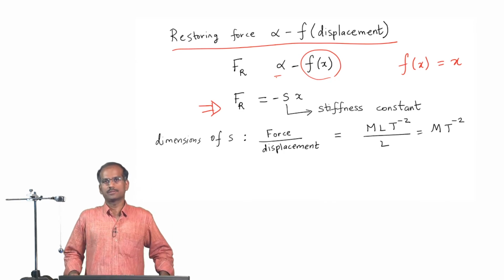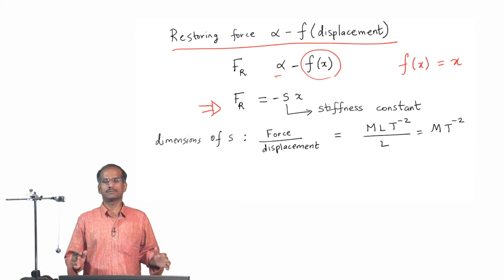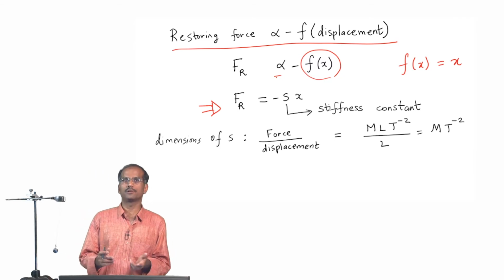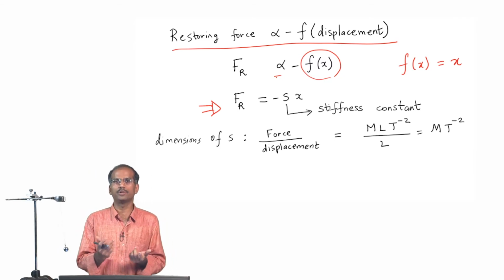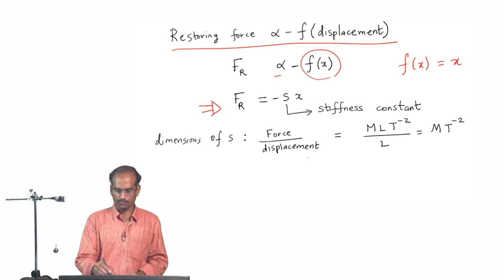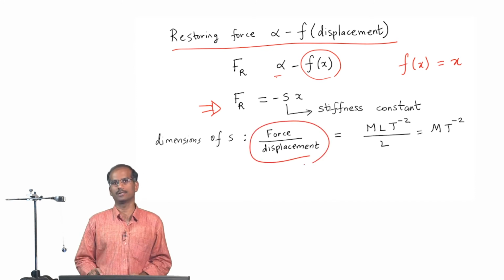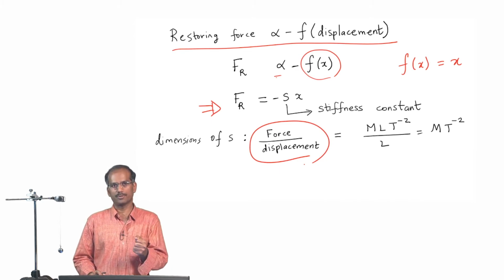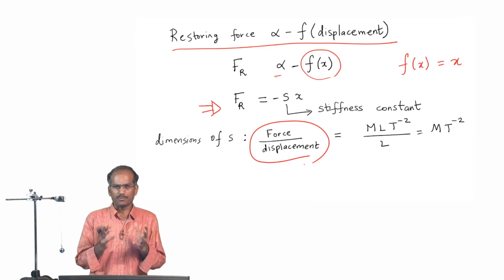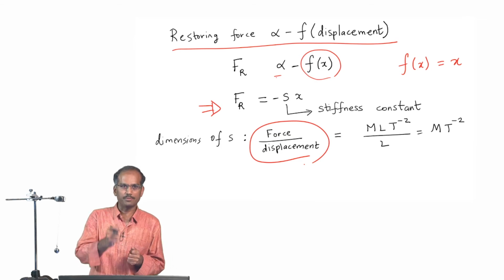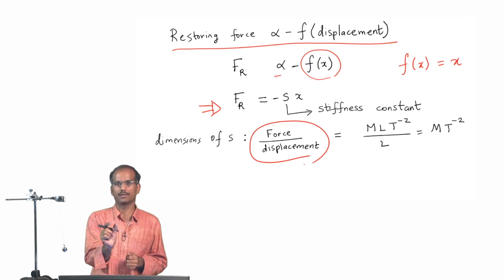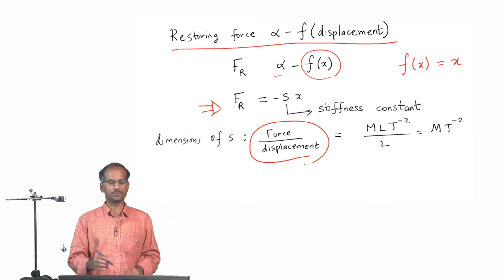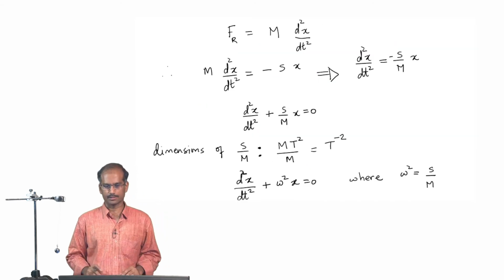As the name suggests, the stiffness constant is a measure of how stiff the system is. It is a measure of the force that you need to put in to get a unit displacement. That is what this force by displacement tells us. The more force you need to put in to get unit displacement, the stiffer the system is; you need to put in a lot more force to get even, let us say, a centimeter of displacement. Now, we will use all these to write out our simple model.